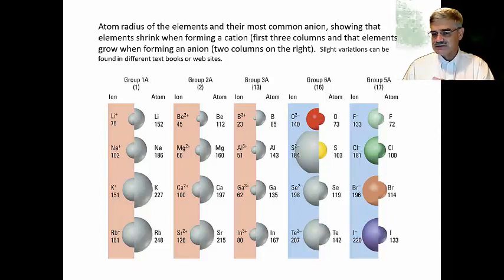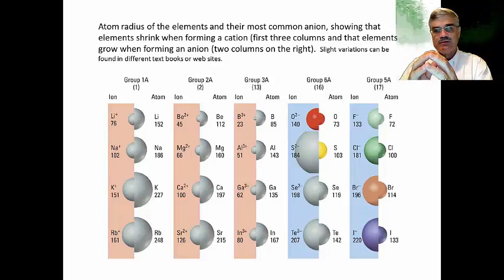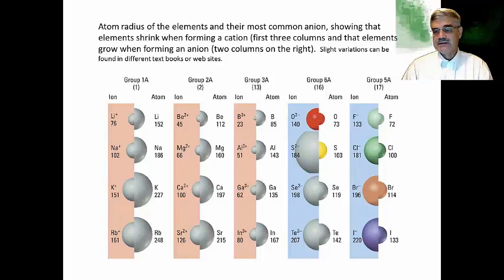Now you don't have to know the numbers. Just notice the significant shriveling or shrinking of the radius when it becomes a cation. Aluminum, 143 to 51. Whereas for the nonmetals, oxygen goes from 73 to 140 picometers when it becomes oxide, O-2. Sulfur, 103 to 184, right? Fluorine, 72 to 133. They don't quite double, but they almost double in atomic radius when they become their most common anion. So in general, when you form a cation, it shrinks. When you form an anion, it grows.